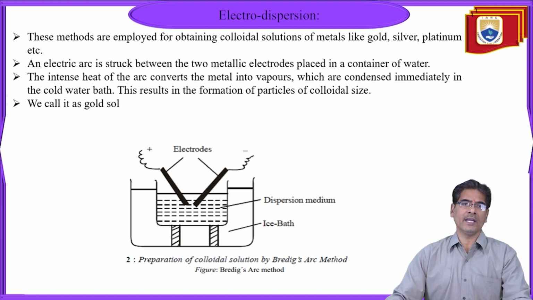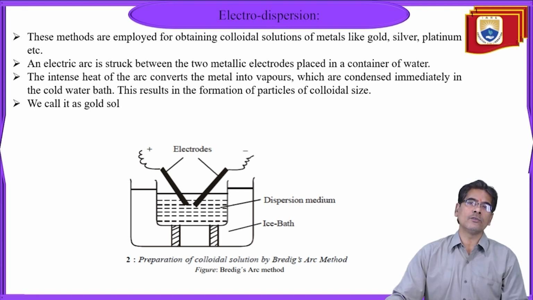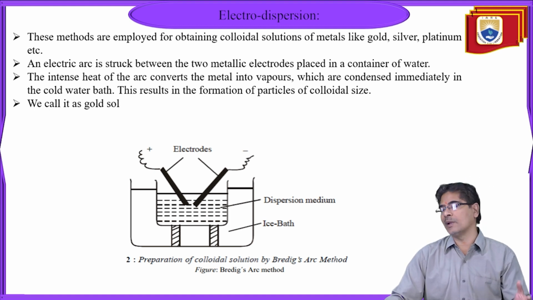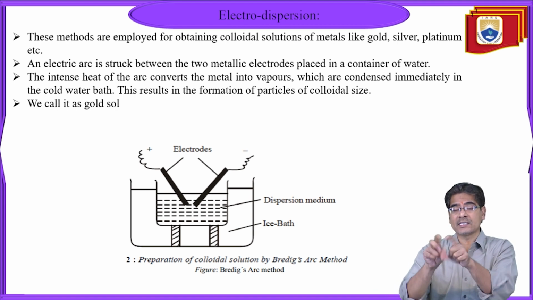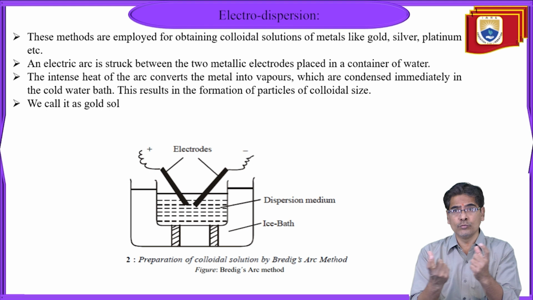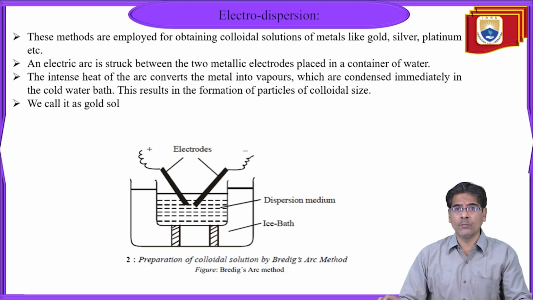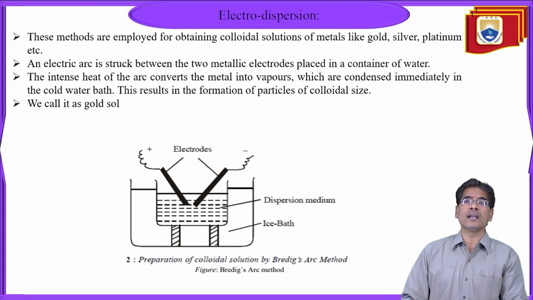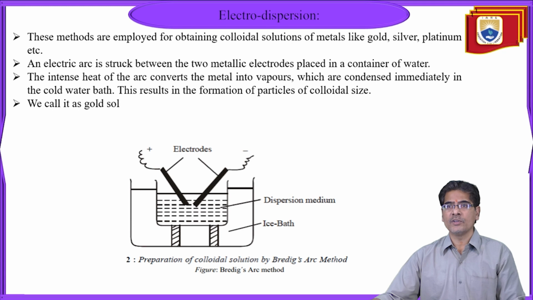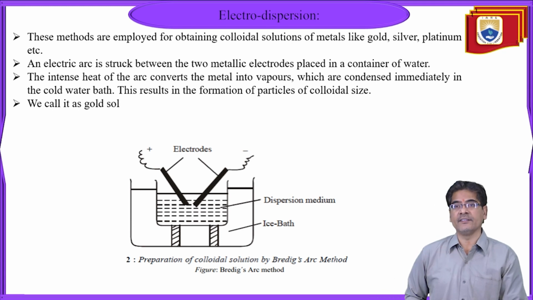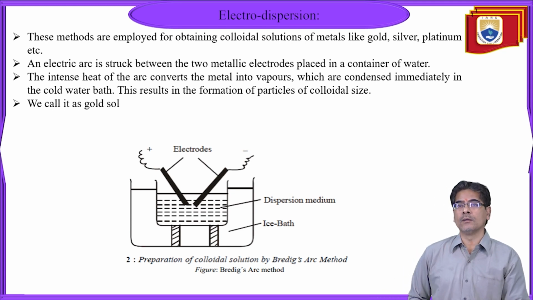The methods are employed for obtaining colloidal solutions of metals like gold, silver, and platinum. We dip metal electrodes into a water bath, and an electric arc is struck between those two electrodes contained in water. The intense heat of the arc converts the metal into vapors, which are condensed immediately in the cold water bath. This results in the formation of particles of colloidal size, so we call it gold sol.